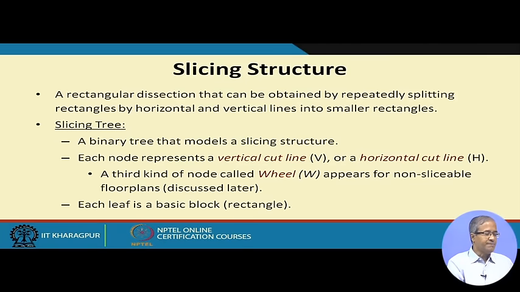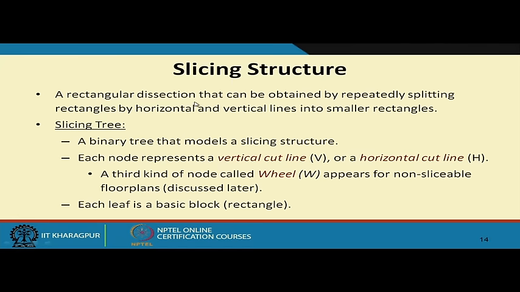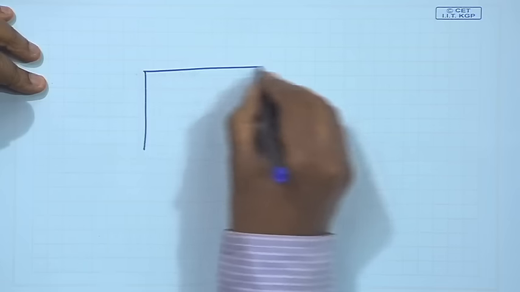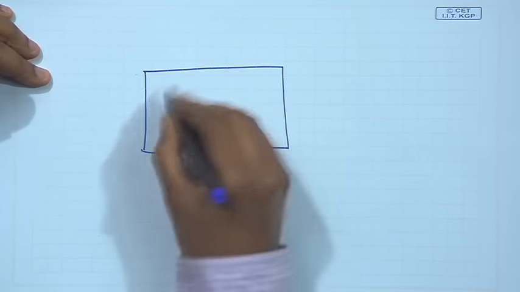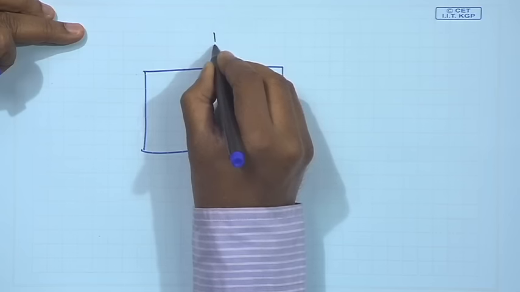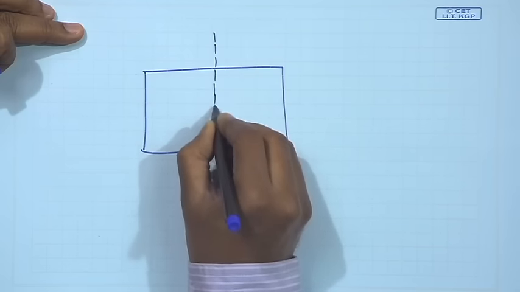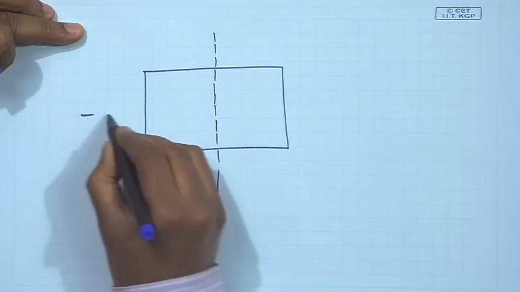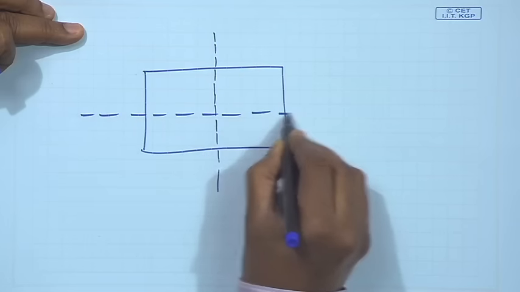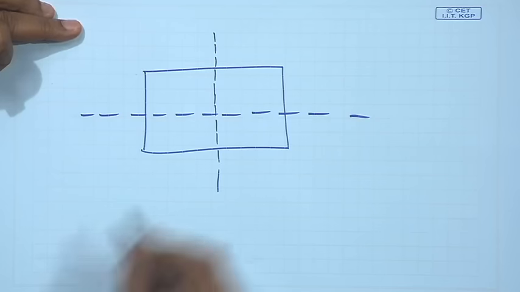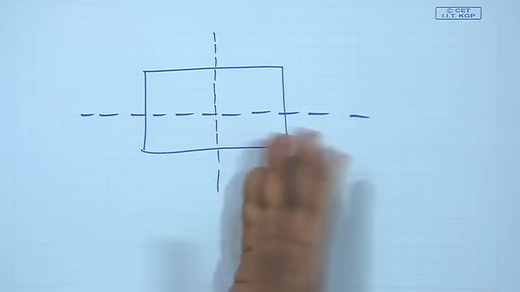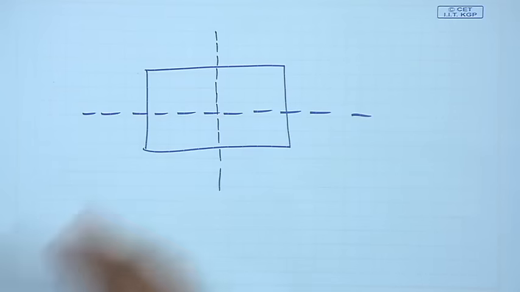Now, let us see how we can represent a floor plan. Slicing structure is a very common way of doing that. Let us try to see what it is. Slicing structure means it is like a rectangular dissection. Like let us say, suppose I have a floor plan, say there are many blocks. Dissection means I can cut the floor plan either by a vertical line or by a horizontal line like this. I can cut it into two parts. These are called dissections. So, once I do a dissection, I divide the floor plan into two smaller floor plans, right.